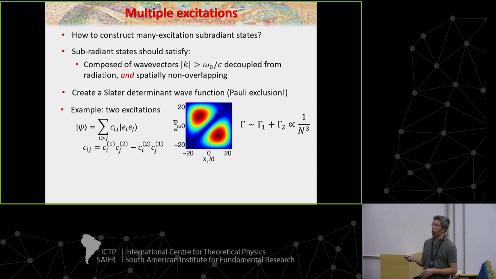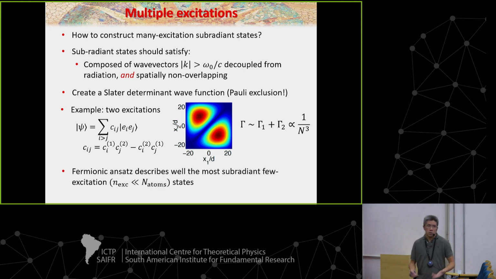guess. And even though I presented the ansatz just for two excitations, trying to find the most subradiant two excitation state, as far as we can check numerically, this kind of ansatz is true in general. So anytime your number of excitations is much smaller than the number of atoms, the most subradiant states seem to be built out of a Slater determinant of single particle states. You can take that as our current understanding of how multi-excitation states manage to be subradiant and hide themselves from spontaneous emission.